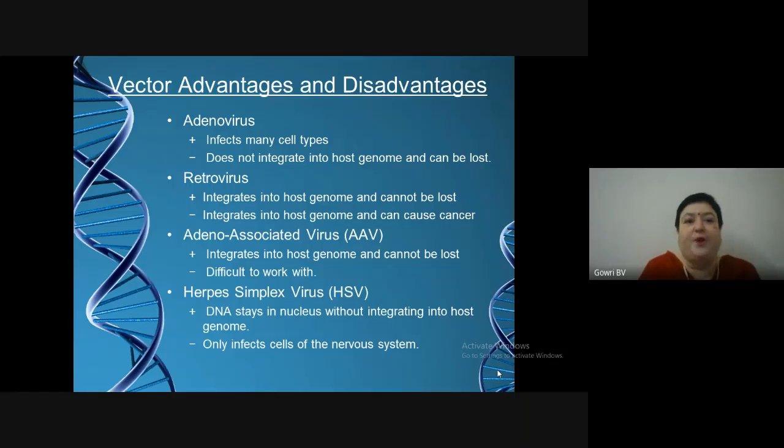I repeat, vector advantages and disadvantages. Adenovirus infects many cell types, does not integrate into the host genome and can be lost. Retrovirus integrates into the host genome and cannot be lost, but can cause cancer. Adeno-associated virus integrates into the host genome and cannot be lost, and of course is difficult to work with. Herpes simplex virus: the DNA stays in the nucleus without integrating into the host genome, and it only infects cells of the nervous system.